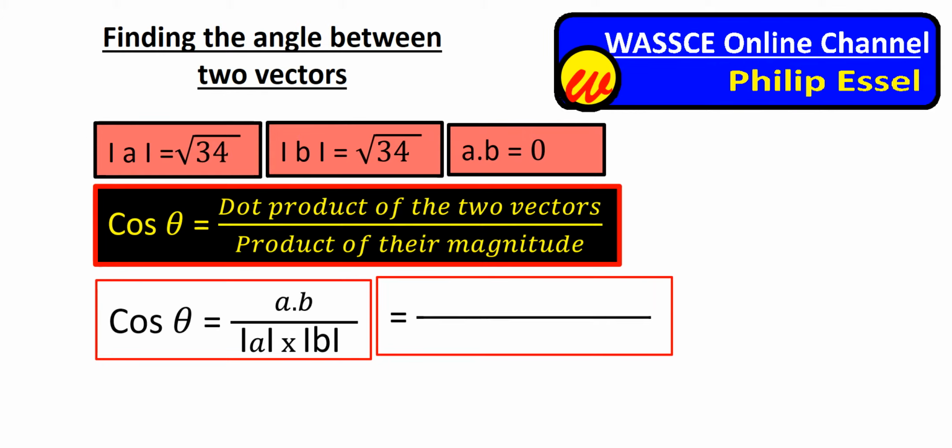At this point, we will just substitute our information into the formula. Our dot product of the two vectors is equal to 0, so let's write 0 as the numerator. The magnitude of the vector A is the square root of 34, so let's write that down. We will then show our multiplication sign. The magnitude of our vector B is also the square root of 34, so we write that one down. Now when we calculate this on the calculator, we would get 0.